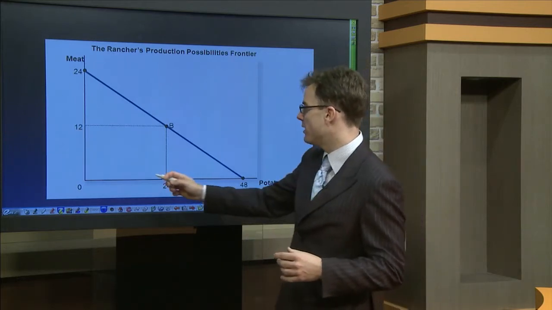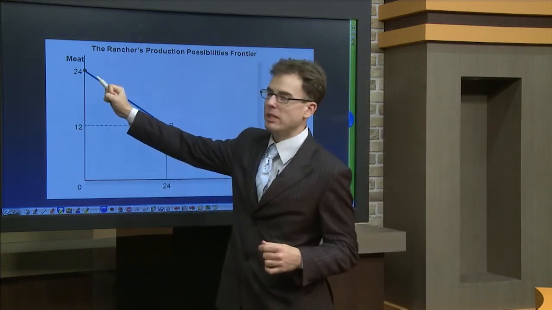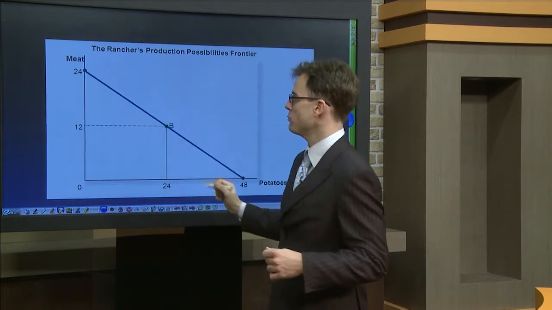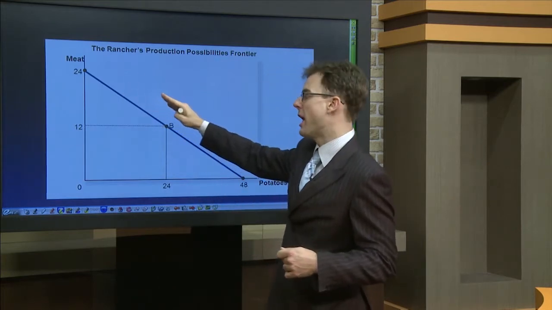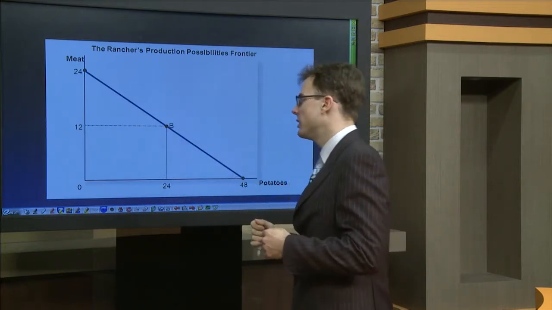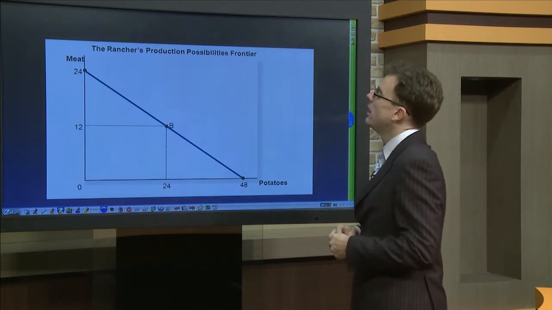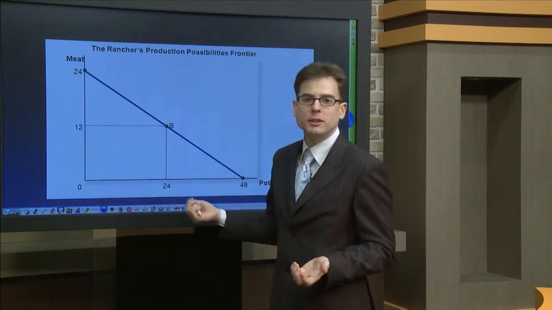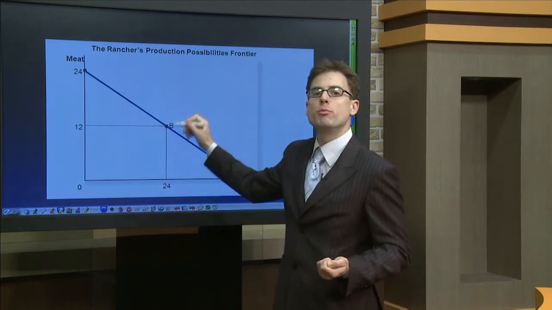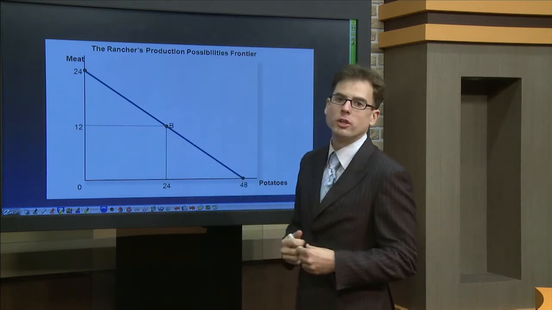Okay? Similarly, for the rancher, we can summarize the information about his production possibilities using the frontier. And once again, the rancher is able to produce more potatoes than meat. So again, the production possibilities frontier is fairly flat. It's a straight line because the amount of inputs necessary for each unit of output is constant. And if the rancher also likes to consume both meat and potatoes, he will locate somewhere in the middle of his production possibilities frontier, such as at the point B.